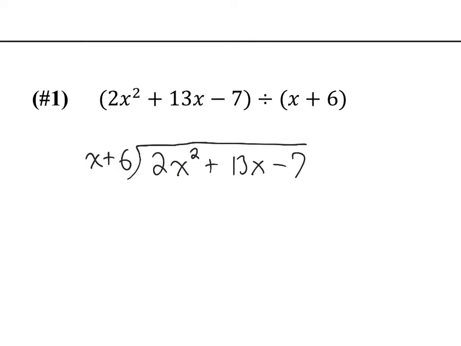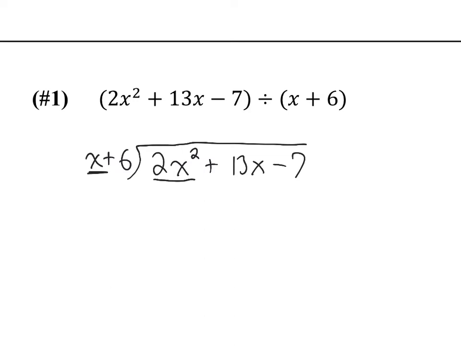Okay, so now, this one's a little bit different. We are going to see how many times x goes into 2x squared. But the way you do this first is you're going to take the first term of the dividend, which is 2x squared, and divide it by the first term of the divisor, which is x. So what is 2x squared divided by x going to be?